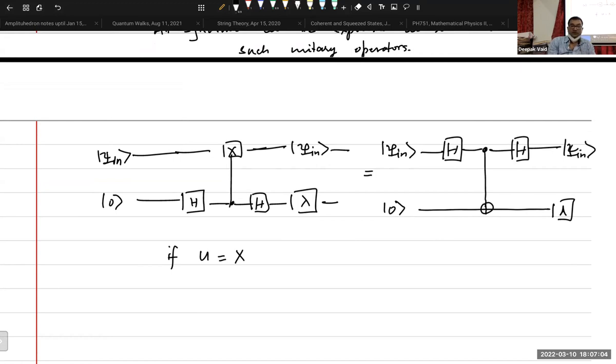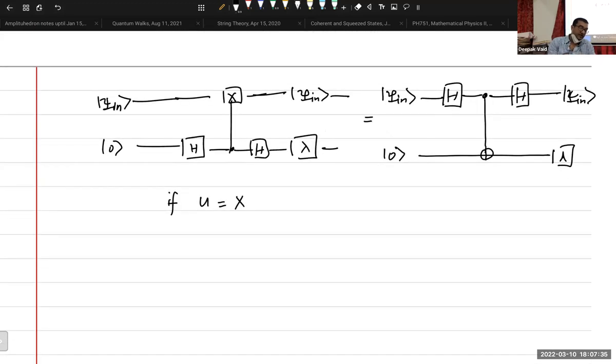This is an example of what? Phase kickback. Phase kickback is the operation where you can have a control and a target, and the target can change the state of the control. Well, I'm not sure, it looks similar to that, but it might not be exactly phase kickback. So this identity holds for the case when U is equal to X. I will leave this for you as homework, which will be part of homework number 2.